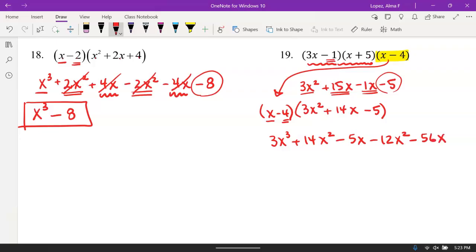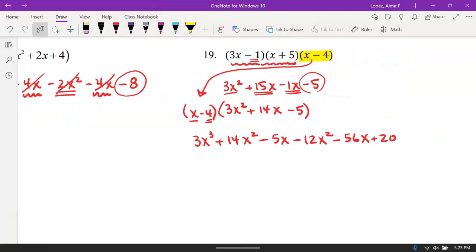You can stop the video anytime you need to if you want to multiply. And negative 4 times negative 5 is plus 20. I'm going to scoot them over a little bit for us. All right, all three terms have now been distributed in. So I'm going to combine like terms and write the answer in descending order.